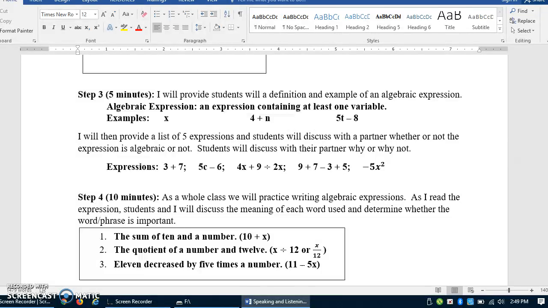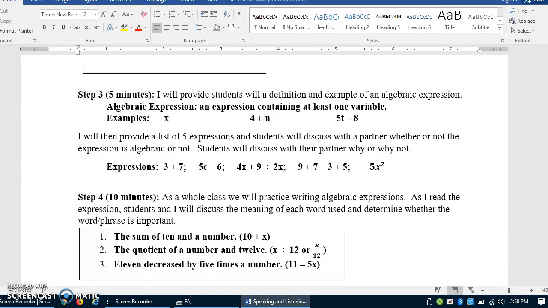The next thing I'll do, which should take about 5 minutes, is provide students with a definition and example of an algebraic expression. I need to explain to them that an algebraic expression must have at least one letter. That is what makes it an expression containing a letter, whereas the numeric expressions that we talked about before when doing our order of operations only contain numbers, hence numeric.